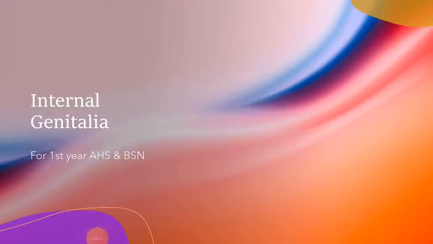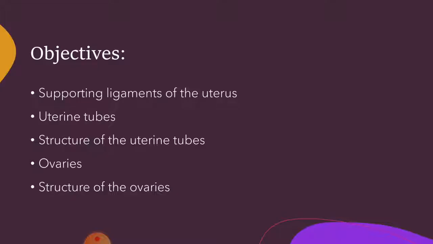Previously, we have talked about the structure of the uterus, that is the part of internal genitalia. In today's lecture, we will talk about the supporting ligaments of the uterus, the uterine tubes, structure of the uterine tubes, ovaries, and the structure of the ovaries. So, these are the objectives of today's lecture.